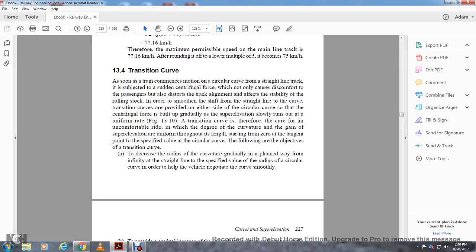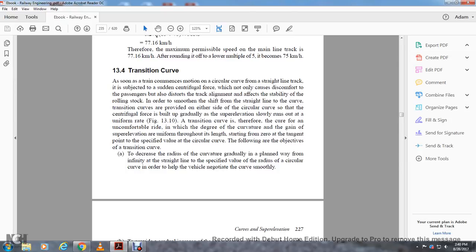Now, the transition curve. When a train moves from the straight track onto a circular curve, centrifugal force is suddenly introduced, which may cause discomfort to the passengers and also distort the track alignment and affect the stability of the rolling stock. To smooth out the shift from the straight line to the curve, a transition curve is provided on either side of the circular curve, so that the centrifugal force builds up gradually and the super elevation runs out at a uniform rate.